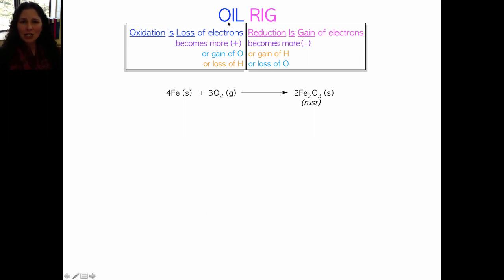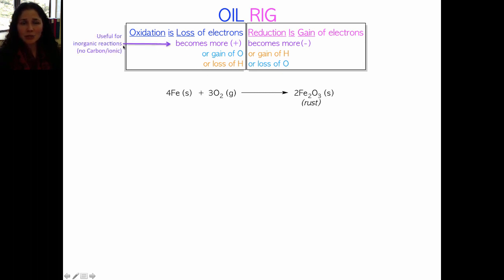OIL stands for oxidation is loss, and RIG stands for reduction is gain. And in both cases, we're talking about electrons. So oxidation is loss of electrons, and reduction is gain of electrons. There are two sets of rules, or two strategies, for identifying things that are reduced or oxidized. In the first case, you want to pay attention to charge, and you'll find that things that become more positive are oxidized because they lose electrons, and things that become more negative are reduced because they're gaining electrons.